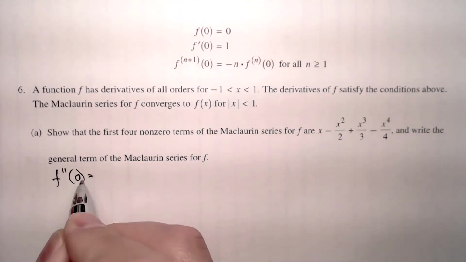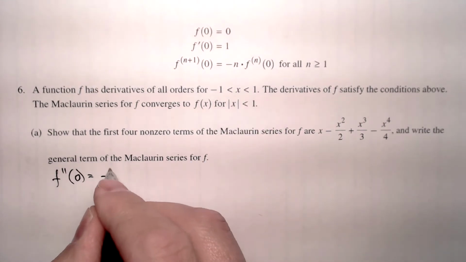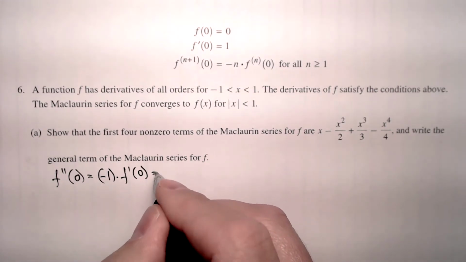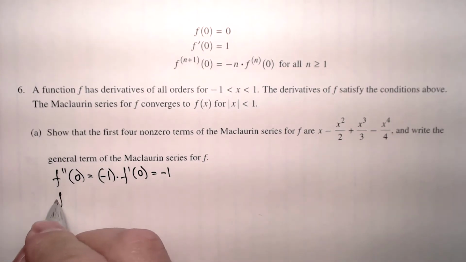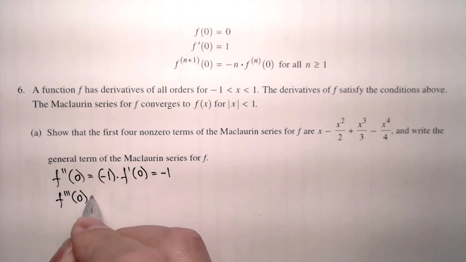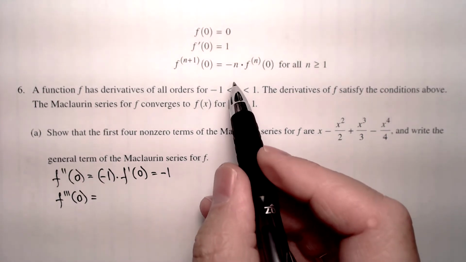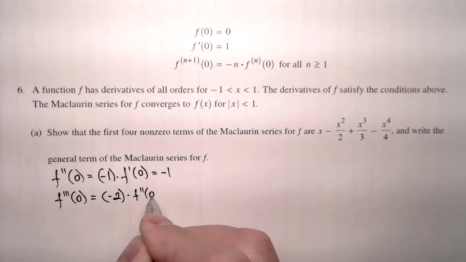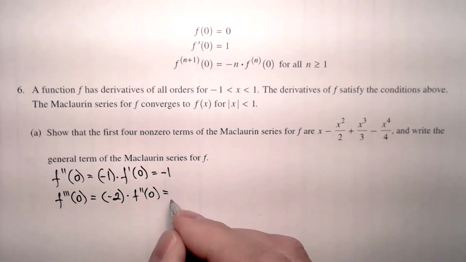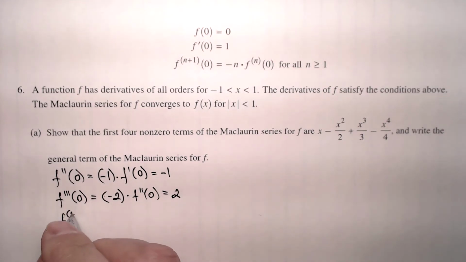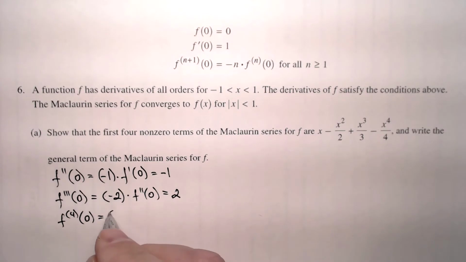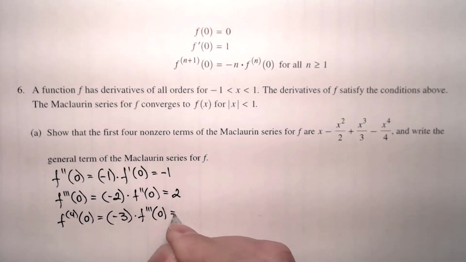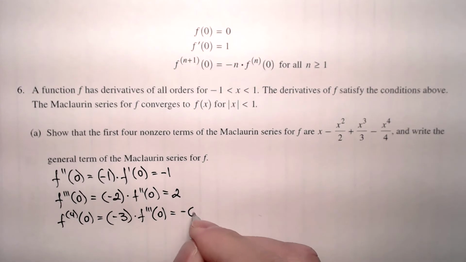The second derivative at 0 is actually negative 1 times the first derivative at 0, which gives us negative 1. The next derivative is 0. The third derivative is negative 2 times f double prime of 0, which gives us negative 2 times negative 1, which is 2. And then the fourth derivative at 0 is equal to negative 3 times the third derivative at 0, which gives us negative 3 times 2, which is negative 6.